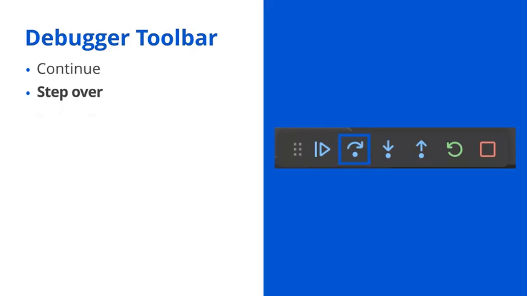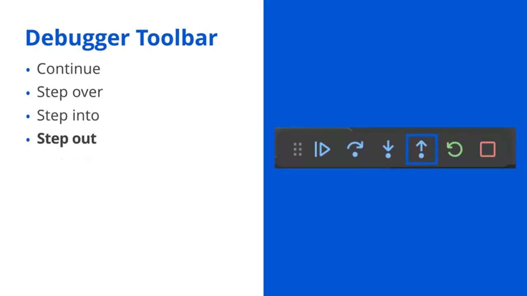The next button is Step Over, which executes the current line of code and moves to the next line, but does not enter into functions or methods called by that line. Then the Step Into button. This executes the current line of code and, if the line contains a function or method, enters into that function to allow line-by-line debugging inside it.